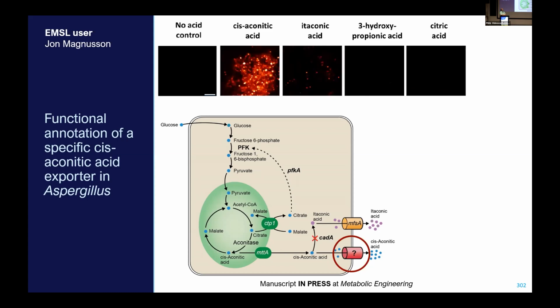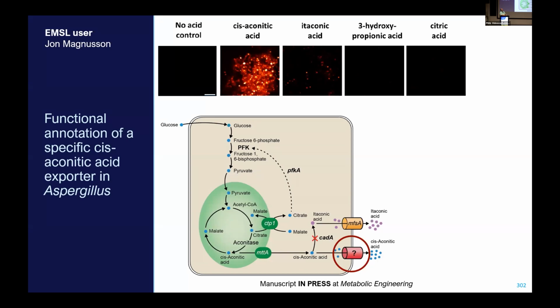And so, lo and behold, when you add cis-aconitic acid, you get a very strong fluorescence signal, showing that it's very specific for transport. Itaconic acid, which is very structurally similar, shows a very weak signal here. It's about 15 times less intense, suggesting there is some leakiness, but overall you have a very high specificity for cis-aconitic acid. Two other tricarboxylic acids that are very structurally similar, 3-HPA and citric acid, showed absolutely no detectable signal and no transport.